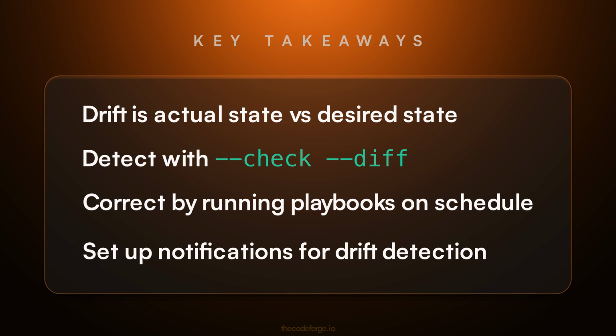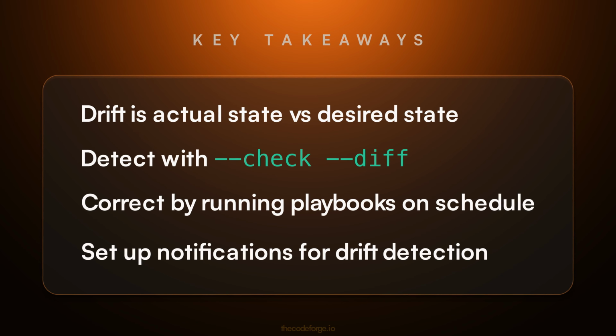Let's recap the key takeaways. Drift is actual state versus desired state. Detect with check and diff. Correct by running playbooks on schedule. Set up notifications for drift detection.